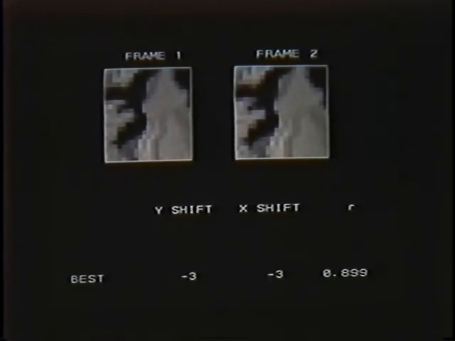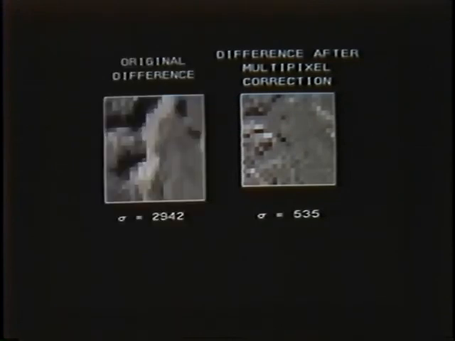Let's difference these frames to see how we're doing. We now have a standard deviation of sigma equals 535 in our multi-pixel corrected difference frame. Comparing the clutter leakage now to the clutter leakage of the difference of the original frame, we can see a big reduction. This tells us that the two images are more similar than they were before. We still have to do better, though, if we want to detect small, weak targets.